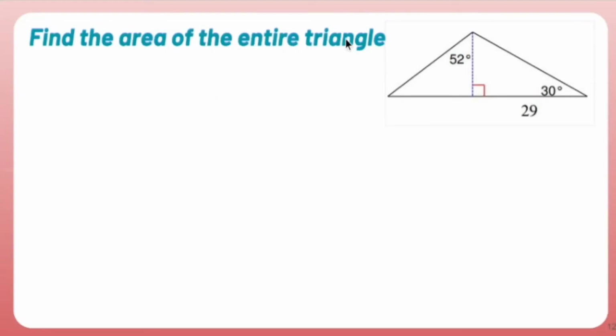Find the area of the entire triangle. There is an area formula that involves trigonometry. It involves sines, but I'm not going to use that. I'm going to use this area formula right here: half of base times height. I don't have my height. And you know what else? I don't have my base either. So this problem is just very unpleasant.